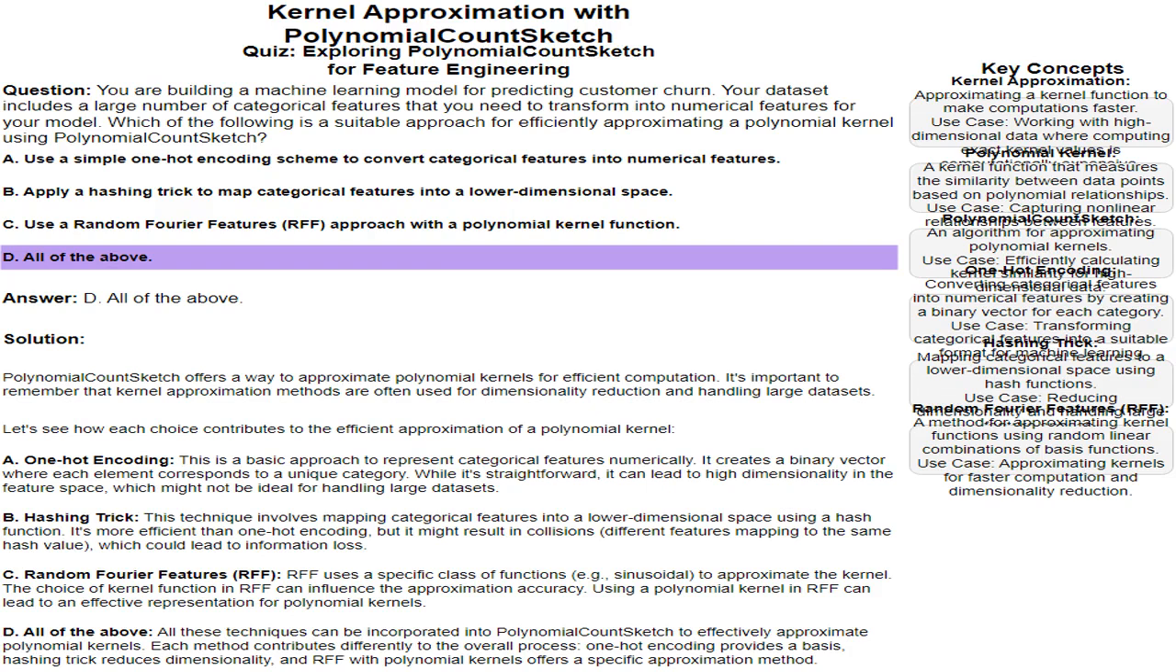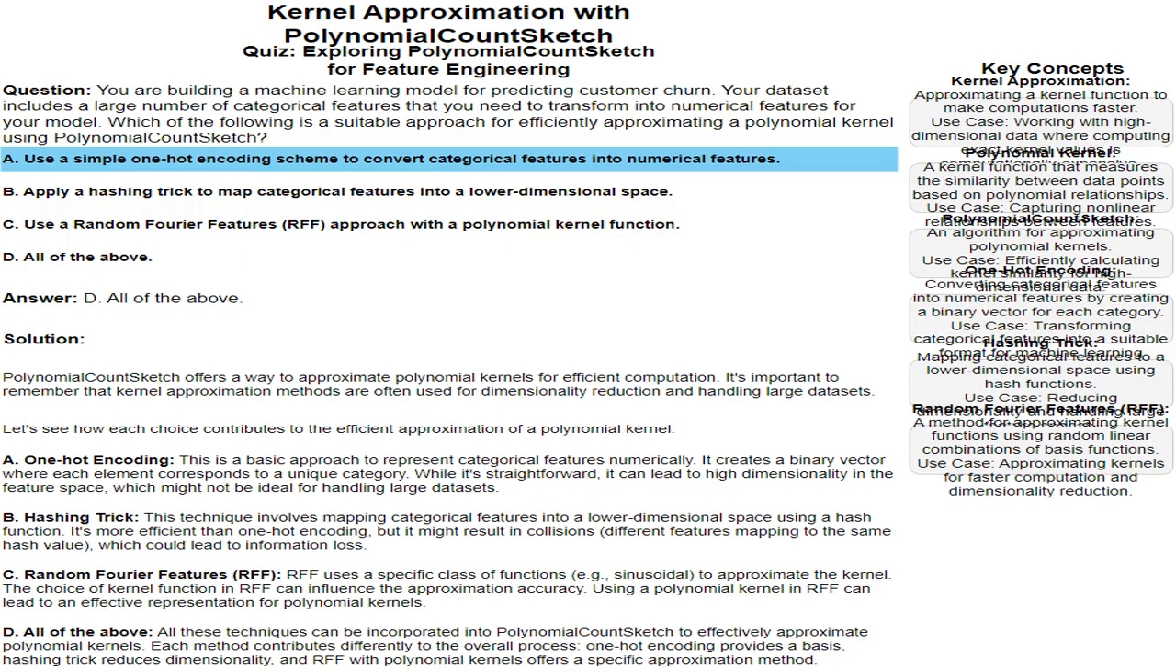It works by creating a binary vector for each category. While it's straightforward, it can lead to high dimensionality in the feature space, which might not be ideal for handling large datasets. Polynomial count sketch can be used to efficiently approximate polynomial kernels, even with high dimensional data. True. A. Use a simple one-hot encoding scheme to convert categorical features into numerical features.